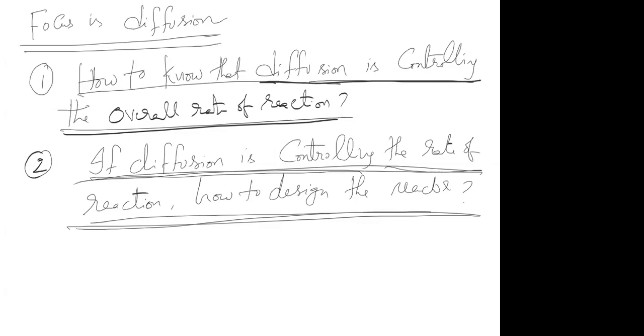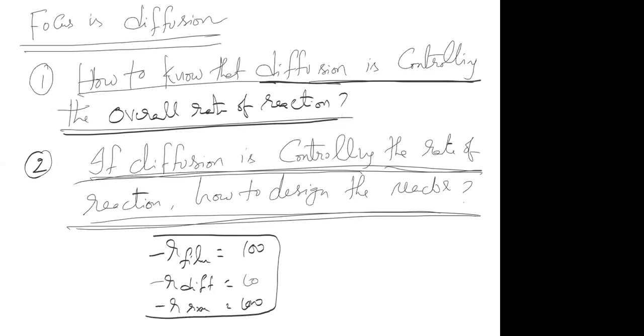What is meant by diffusion controlling is, let's say, rate of film is 100, rate of diffusion is 10, rate of reaction is 1000. This is what diffusion control is. How to design the reactor here? For designing the reactor, I should not use 1000 here. If I use 1000, you are overestimating the rate of reaction. My overall rate here is 10 only, no?